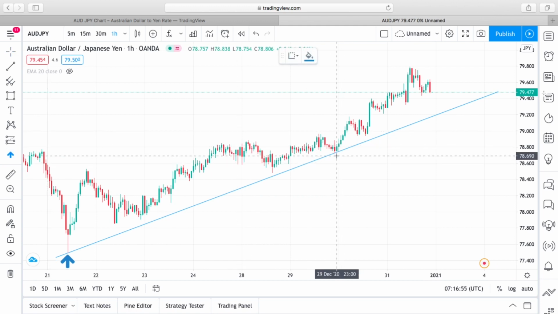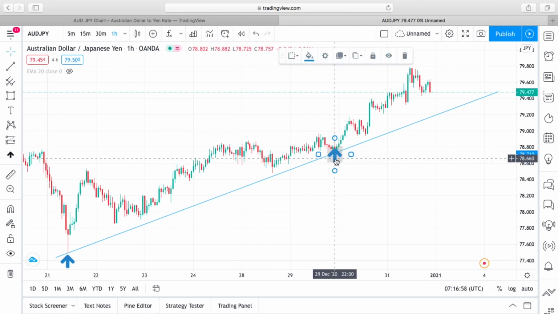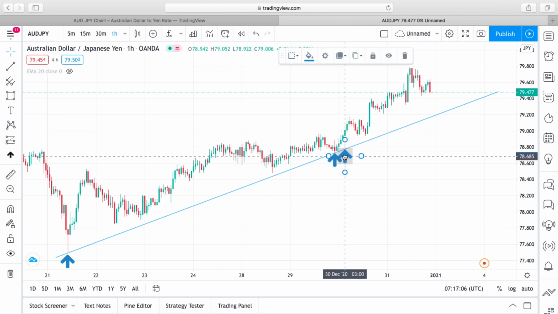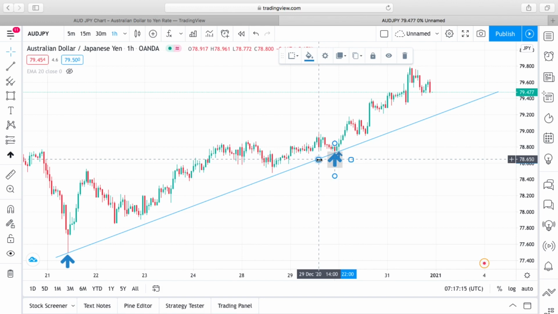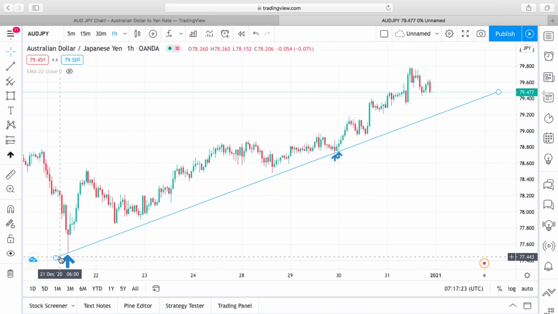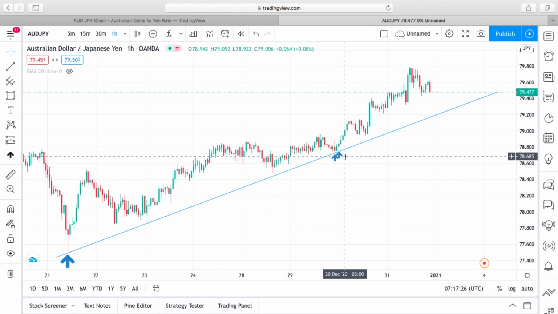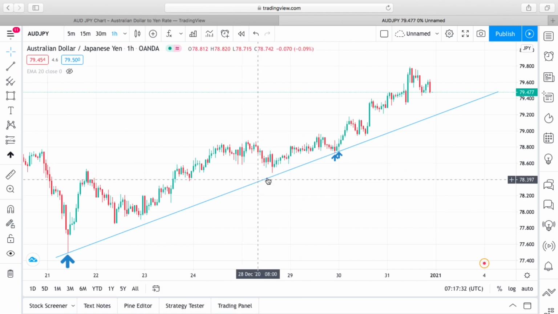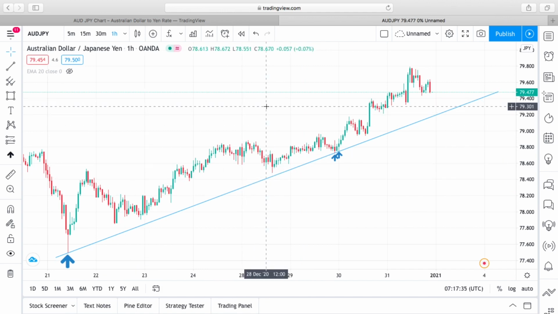So I go back again. I picked another one again, and I pick another one again. So you see. So you all can see I use this point and this point to draw my trend line. And remember, this down is the support and this is the resistance of this trend line.